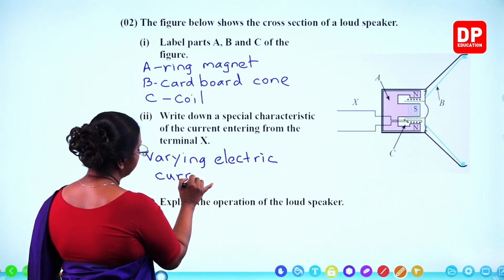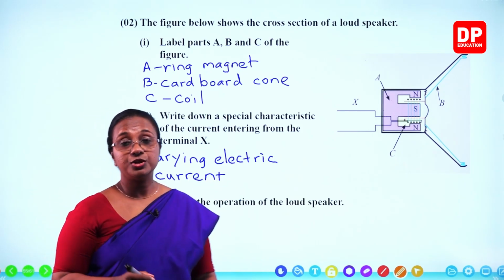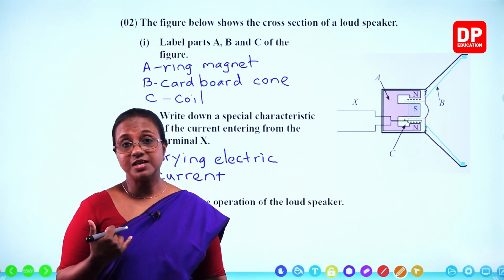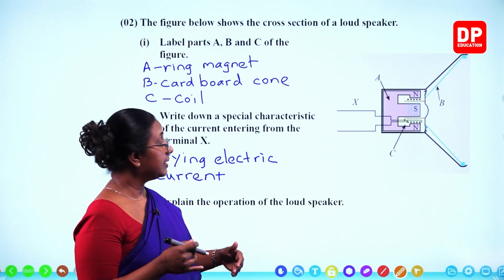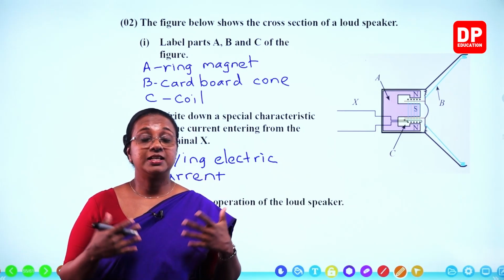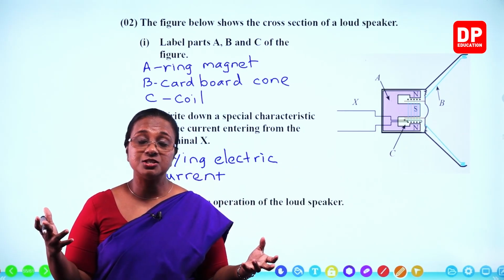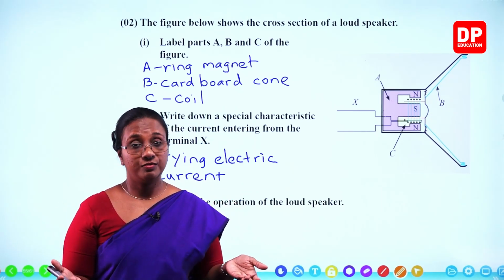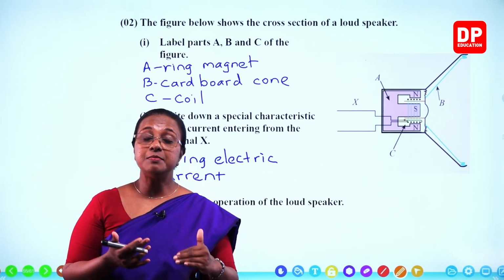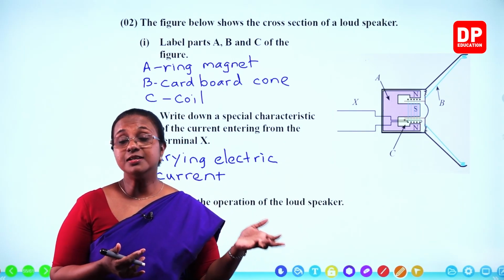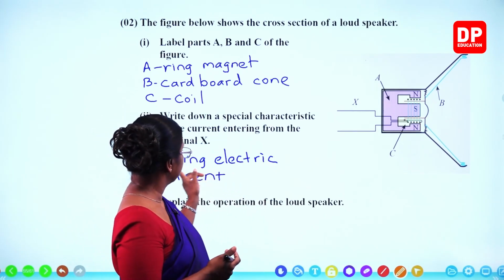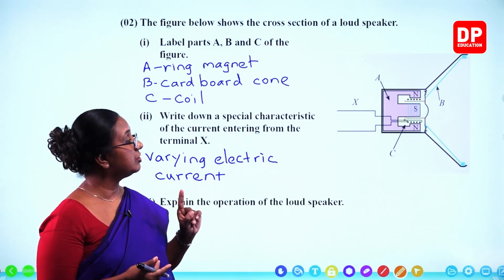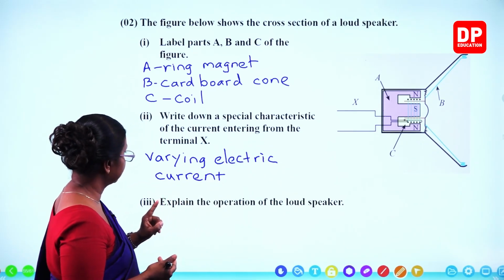And why is it varying? Now, like I told you all, normally we talk on the microphone or sound waves are given to it. According to that sound wave, it can be music, it can be a speech. Either way, the pattern of the sound wave will vary. Based on that, in the microphone, an electric current is generated. And that will be a varying electric current. So that will be given to the part that is labeled as X.